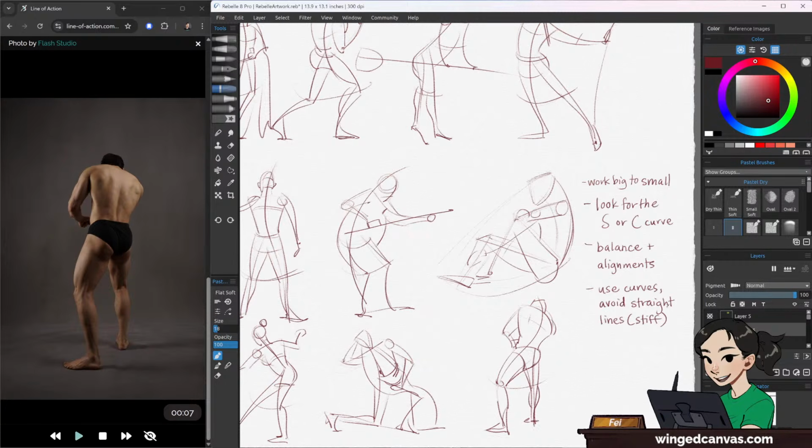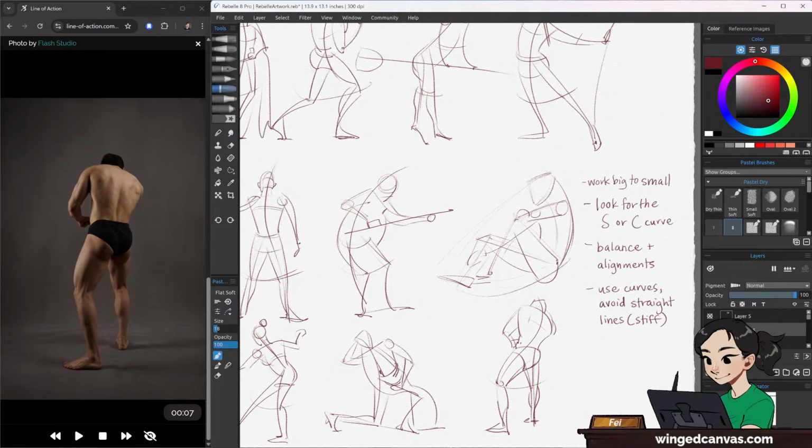The only part you would draw straight lines with are, maybe the bottom of the feet, or maybe you're drawing a weapon and that weapon is straight, right? Or you're drawing somebody holding something. So you want to try and use curves as much as possible. All right.